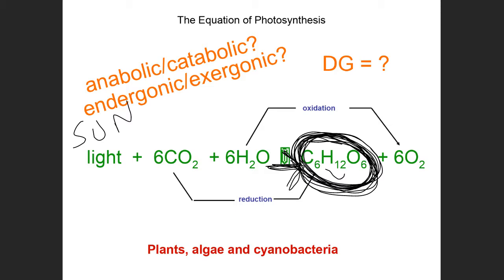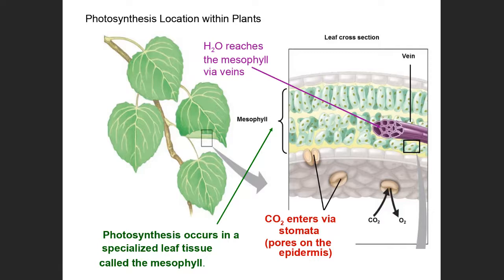So let's see where this reaction, this photosynthesis, happens. In the leaf, right? Where exactly in the leaf? In a specialized tissue that we call mesophyll. Where exactly in the mesophyll? It's in the chloroplast.